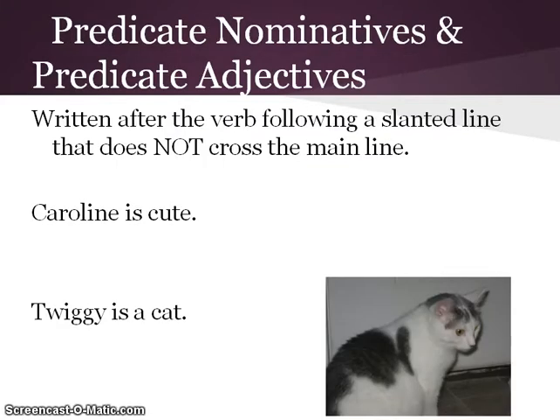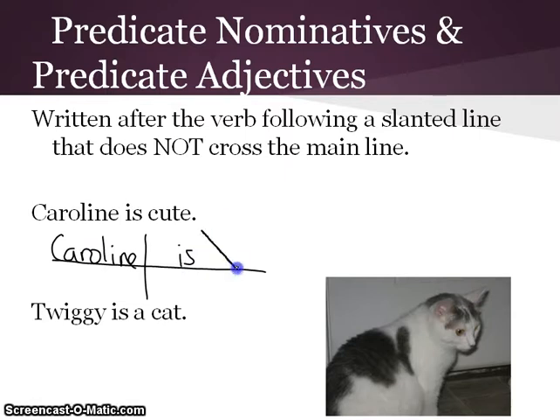Then when we take a look at predicate nominatives and predicate adjectives, it doesn't matter which kind you have, be it nominative or adjective, they are part of the predicate of the sentence. So they go on the verb side of the line, following a slanted line that does not cross through the main line. So in this sentence, we still have that main line that's crossed through, separating the subject from the verb, Caroline is, but cute is part of the predicate, so it stays in the predicate side of the line with a slanted line. It would look like that.